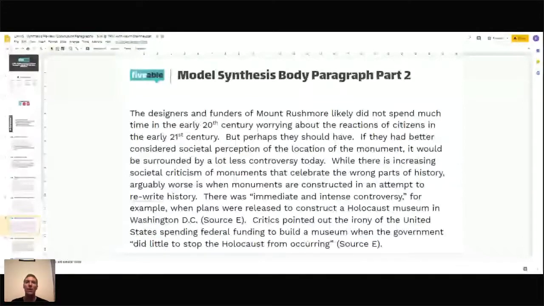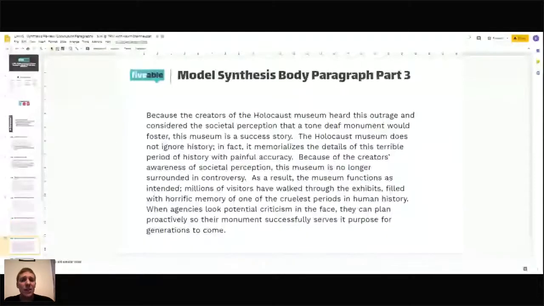The most important part of my paragraph is what happens next. This is my opinion again. Because the creators of the Holocaust Museum heard this outrage and considered the societal perception that a tone-deaf museum would foster, this museum is a success story. I'm connecting the dots here. This is all me as a thinker.